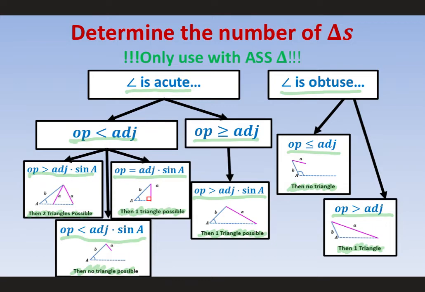So this adjacent times sine of A piece is just that height length, right? If the opposite side is bigger, then it's going to be able to hit twice. If it's equal, then it just comes down. It is the height. And if the opposite side's too small, then it'll never be able to reach this dashed line to complete our triangle.